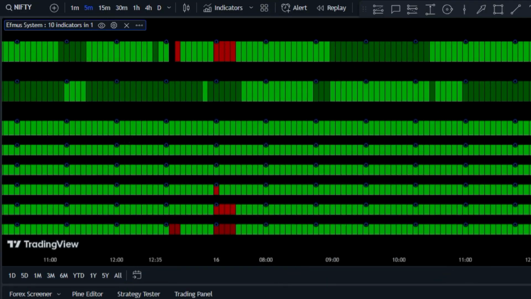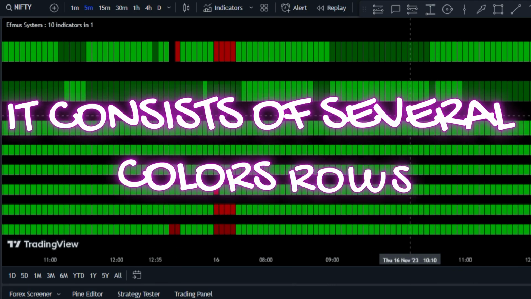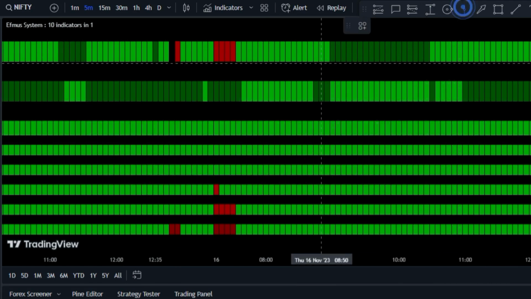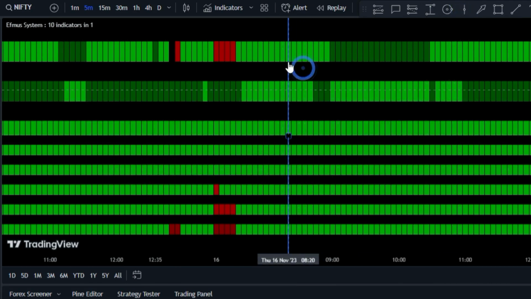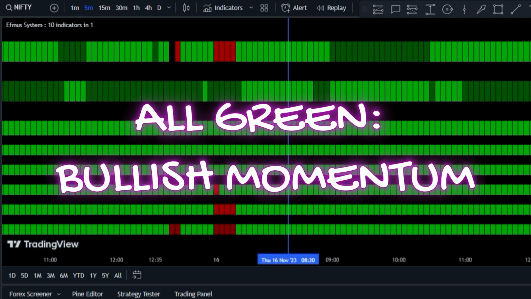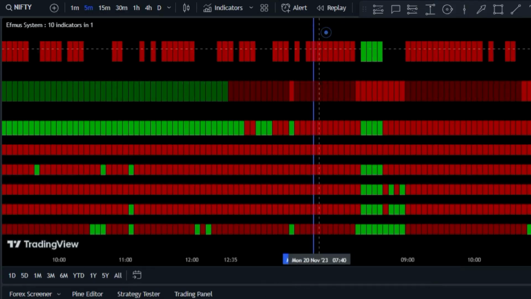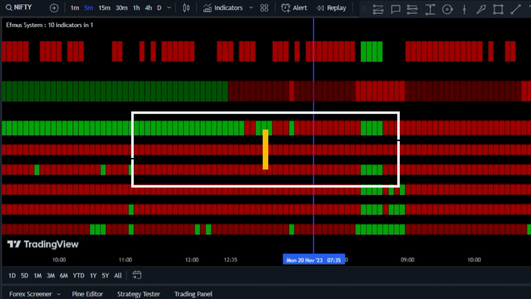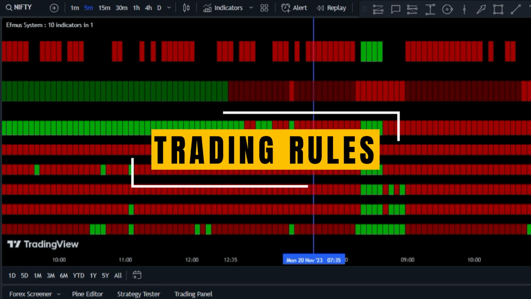Now, if you take a closer look at this indicator, you'll notice that it consists of several colored rows, each representing the status of an indicator. In these rows, green signifies a bullish momentum and red signifies a bearish momentum. So if all rows are green, it's a strong confirmation of a bullish trend, and vice versa. If all rows are red at the same time, it indicates a very strong bearish trend. Therefore, for trading with this strategy, we have 3 rules for entering a trade.